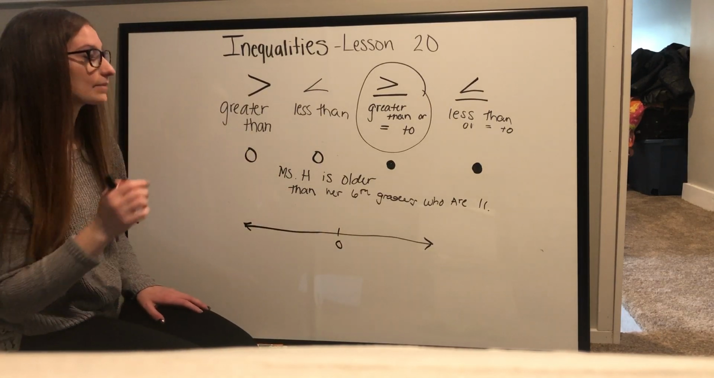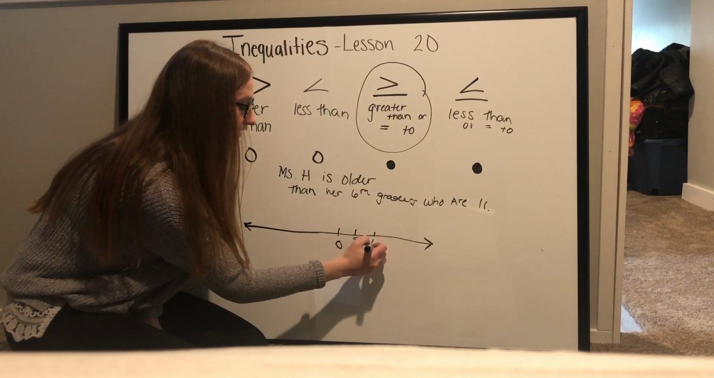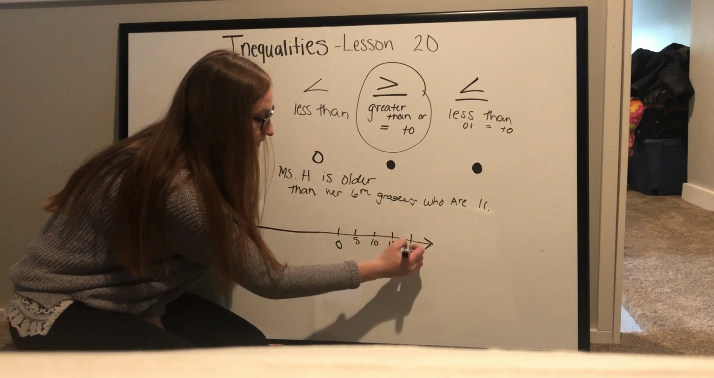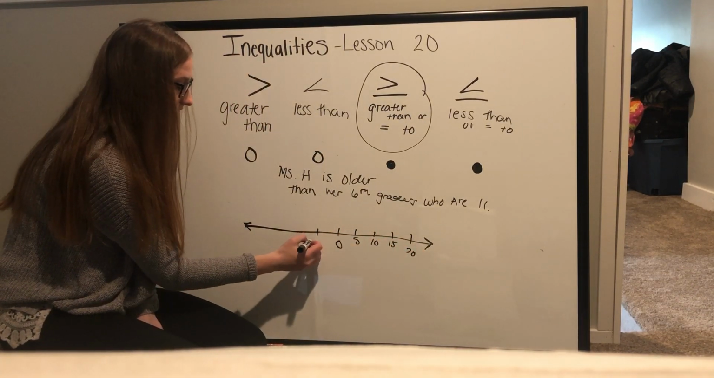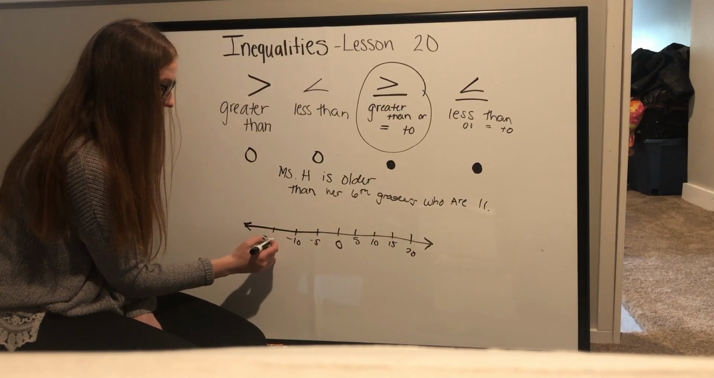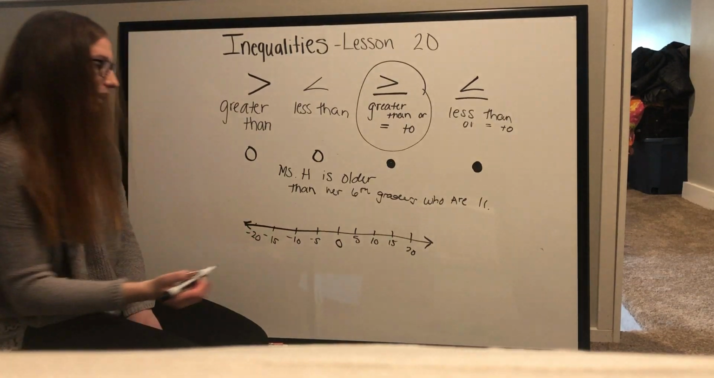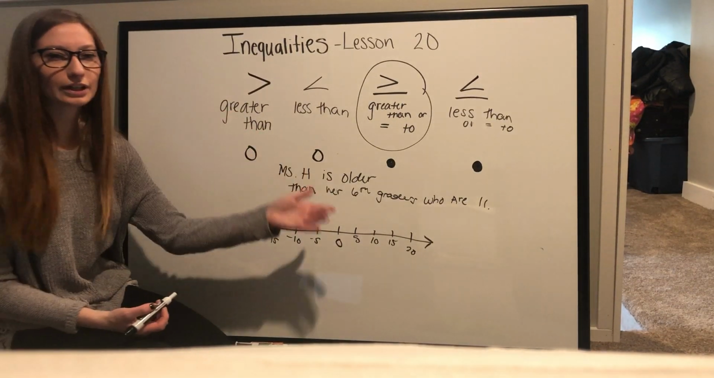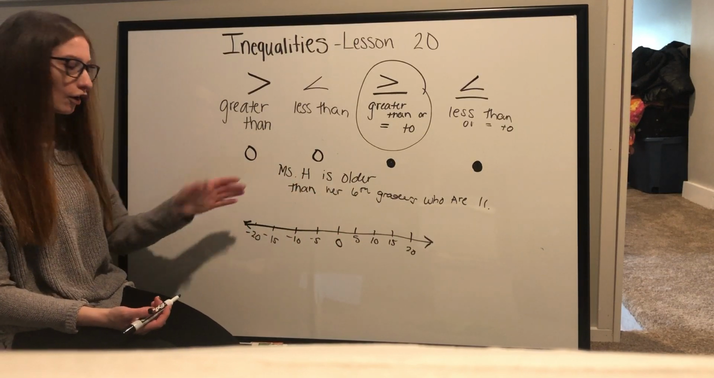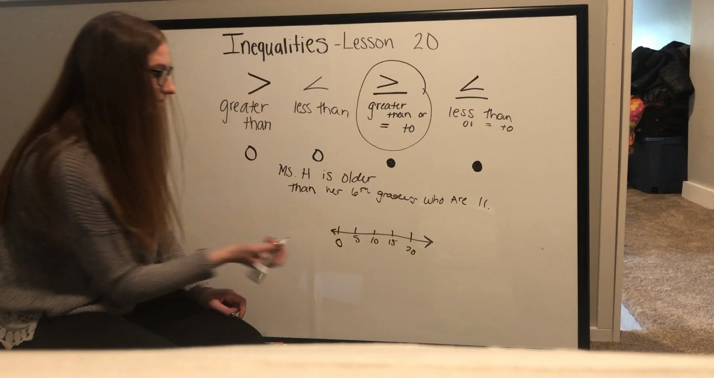So I'm going to create my number line. This time, instead of going up by 1s, I'm going to go up by 5s. So I have 5, 10, 15, 20. Same over here: -5, -10, -15, -20. Now, can anyone really be a negative age? No, so I'm going to erase this part and just keep it at 0.